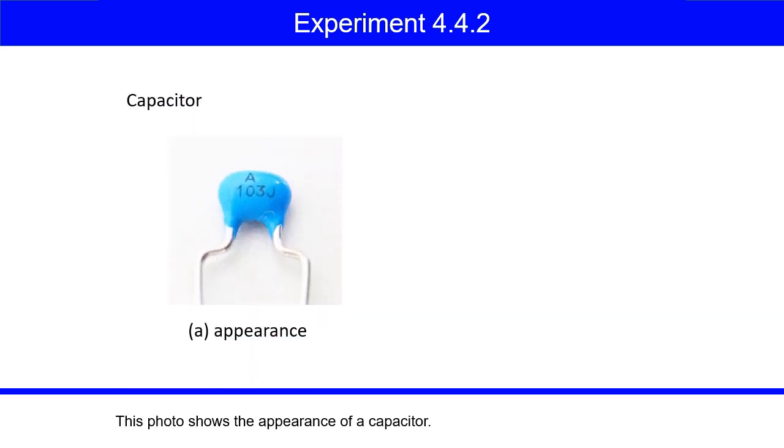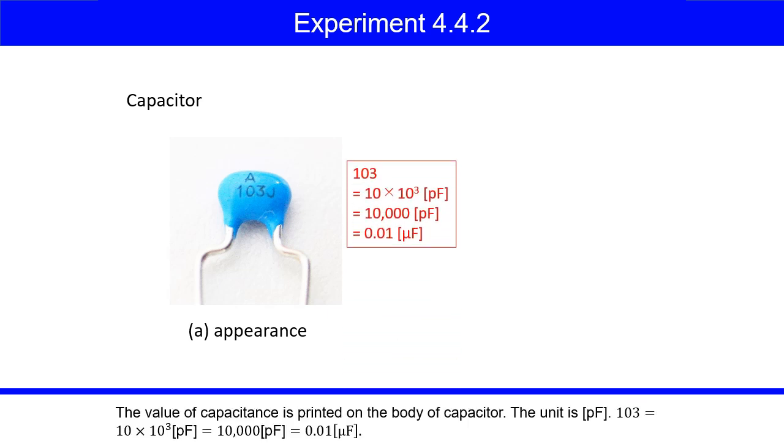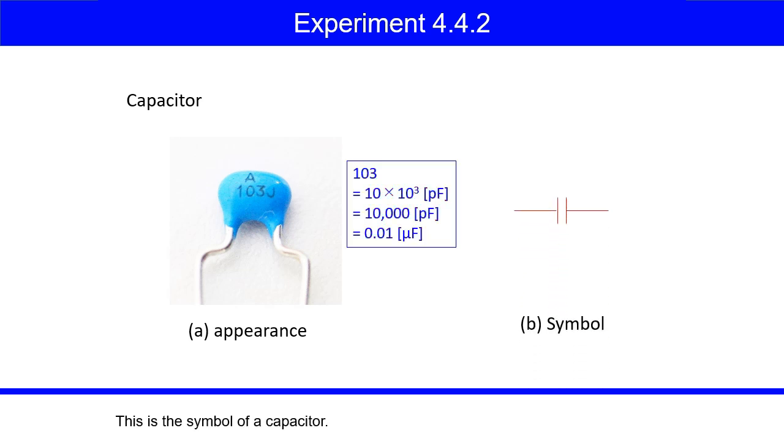This photo shows the appearance of a capacitor. The value of capacitance is printed on the body of the capacitor. The unit is the picofarad. 103 equals 10 times 10 to the power of 3 picofarads, equals 10,000 picofarads, equals 0.01 microfarads. This is the symbol of a capacitor.